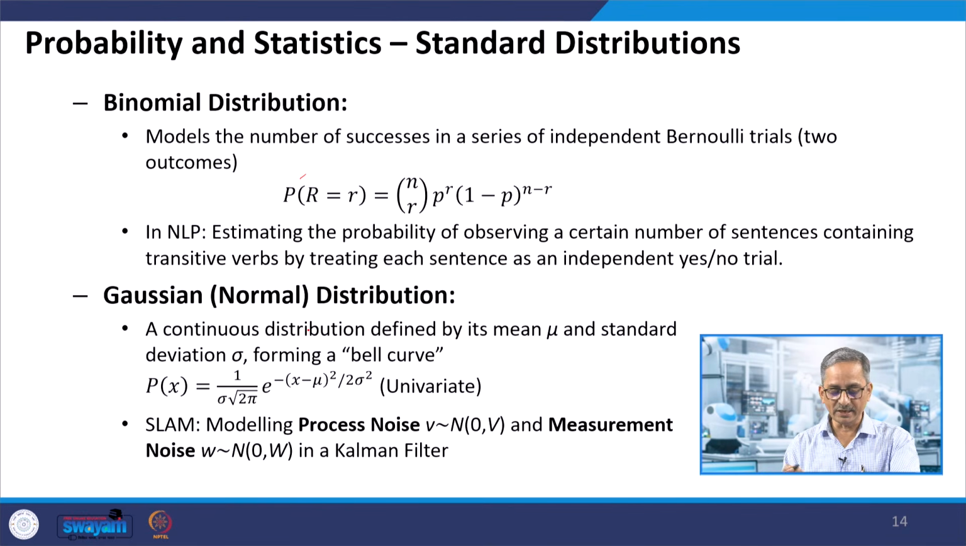A continuous distribution defined by a mean mu and standard deviation sigma forms a bell curve, and this is given by this expression. It is used in the modeling of SLAM, which is simultaneous localization and mapping, and in modeling process noise and measurement noise in a Kalman filter.